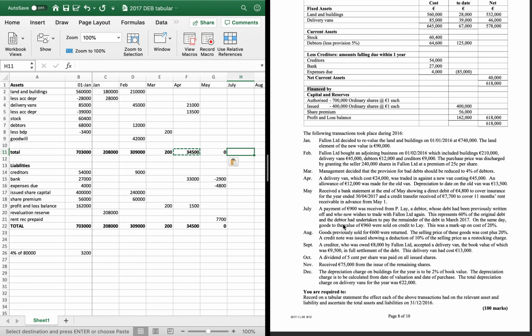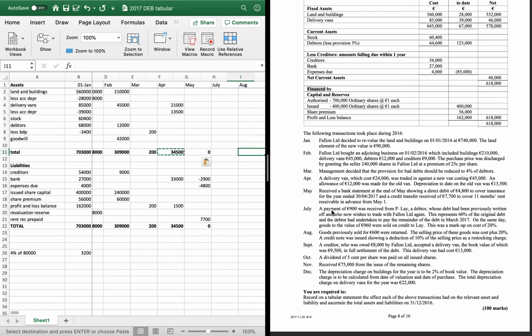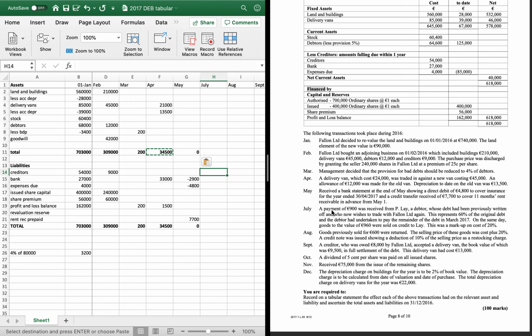July then. You see this in your question once again. It should be straightforward enough for you. A payment of 900 was received from a debtor. So let's just deal with the payment first. The payment reduces your bank overdraft.